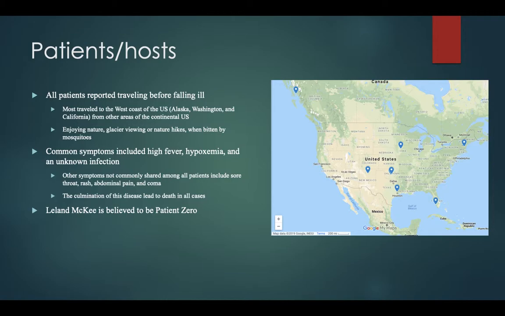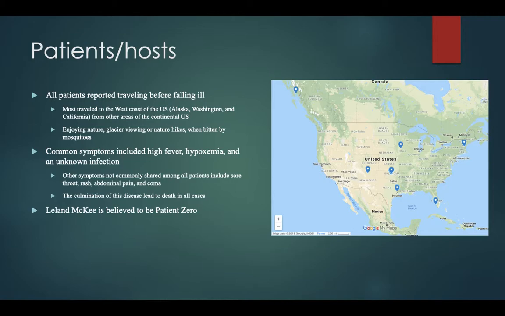These people became sick very quickly, some even on the trip back to the lower 48 states. All patients experienced high fevers, low levels of oxygen in their blood, and an unknown infection. However, some individuals also experienced a sore throat, rash, abdominal pain, and even a coma in almost half the cases. The culmination of all the symptoms of this disease eventually led to death in all patients.